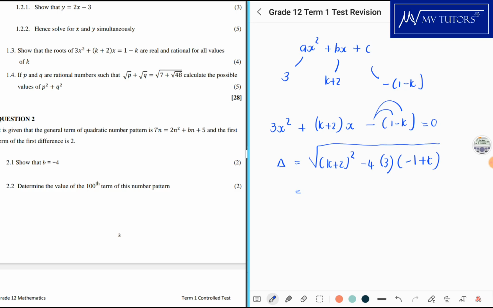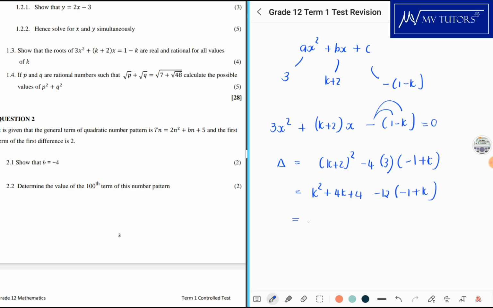Actually, it's the square, not the square root. Let me not put the square root over here. It's the square. Okay, so let us solve k plus 2 squared. That should be easy enough. We get k squared. 2 times k is 2k, and we're going to have 2 of those, so that will be 4k. And then we have plus 4. And then 4 times 3, that's just going to be minus 12. Then we have minus 1 plus k.